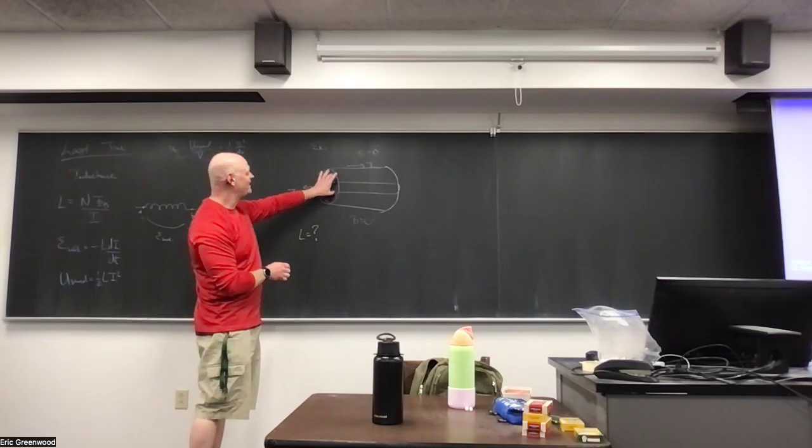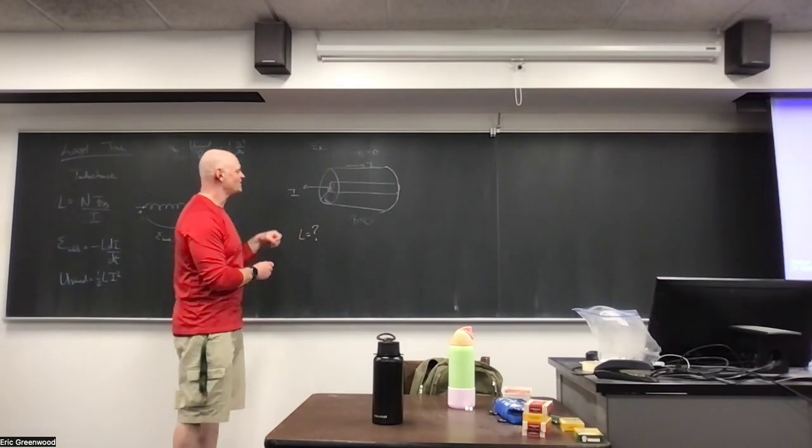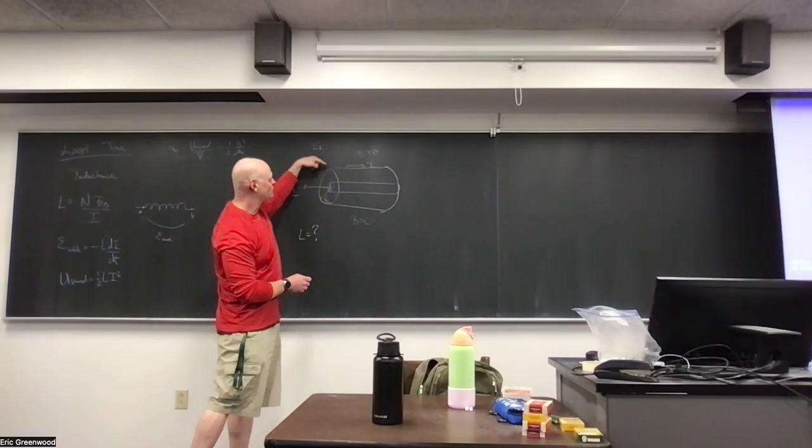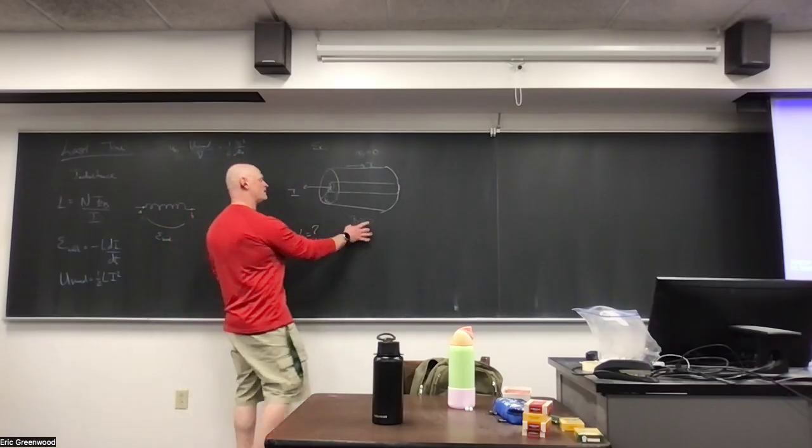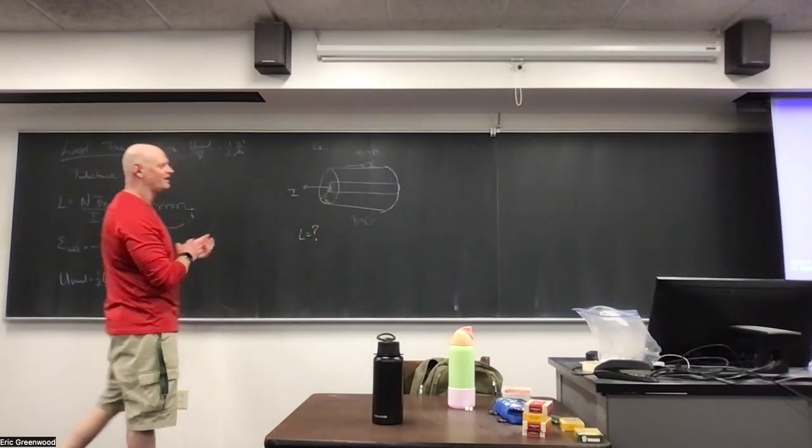Okay, so we have an inside cable, which has current, say, running in this direction, and we have the coaxial part, which has current running in the opposite direction, so that the total net magnetic field is equal to 0 by Ampere's law on the outside.